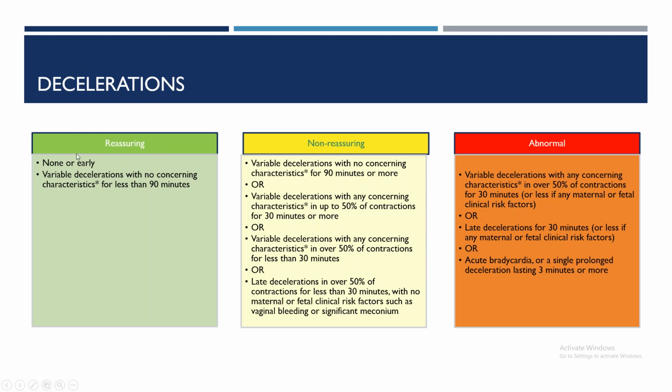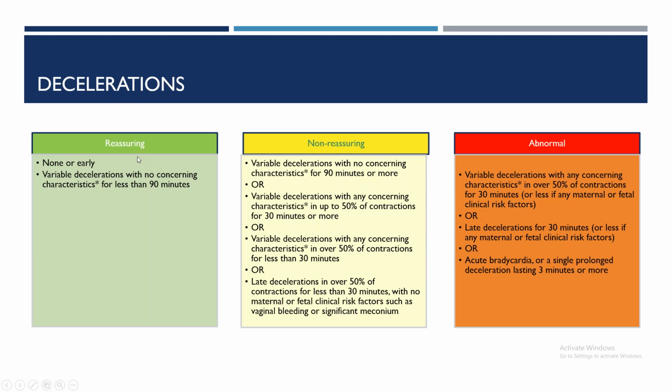So how you're going to classify decelerations as reassuring: if there is no deceleration, it is a reassuring feature. Any early deceleration is also a reassuring feature. And variable decelerations without any concerning characteristics, when it is for less than 90 minutes, is also a reassuring feature. So without any concerning characteristics, if variable deceleration occurs, it is not at all a non-reassuring or abnormal feature up to 90 minutes. Okay. So normal variable deceleration, you can take it as reassuring up to 90 minutes.